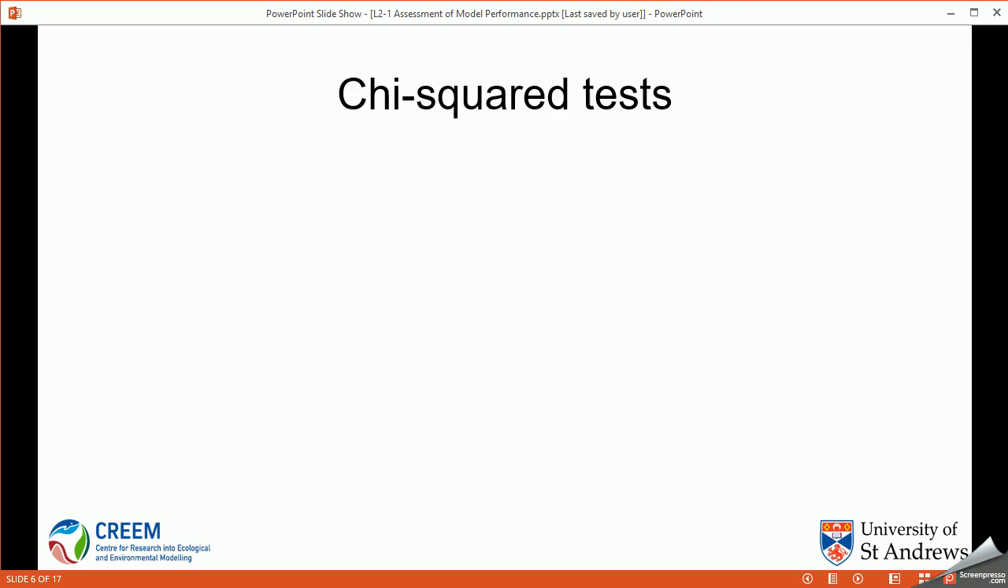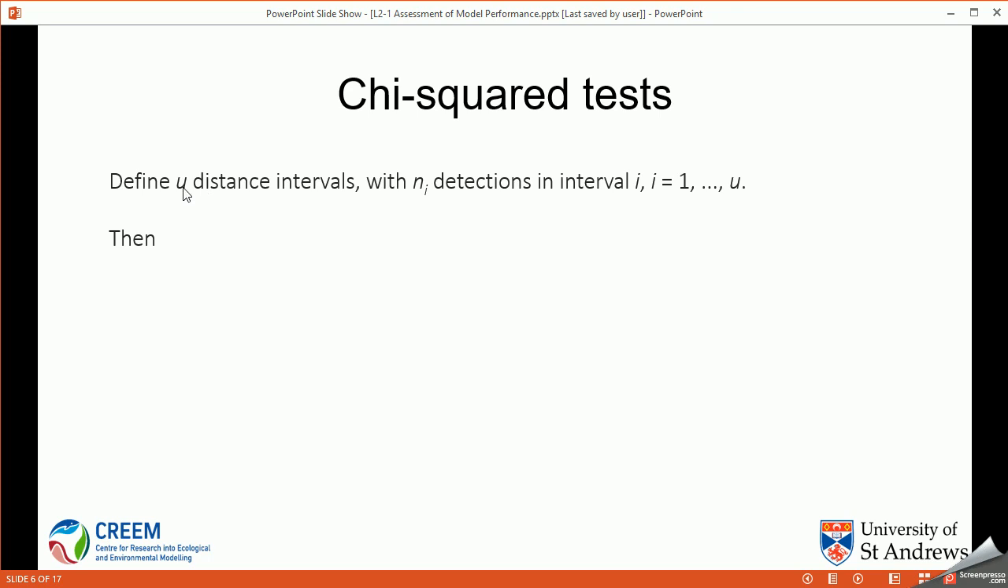So let's look at the chi-squared test first. As I said, you've got to have group data for this, and we assume here that you have U distance intervals, and you've got n_i detections in interval number i, where these intervals go from 1 through to U. Then our measure of badness of fit is this statistic, and I'll go through its components briefly.